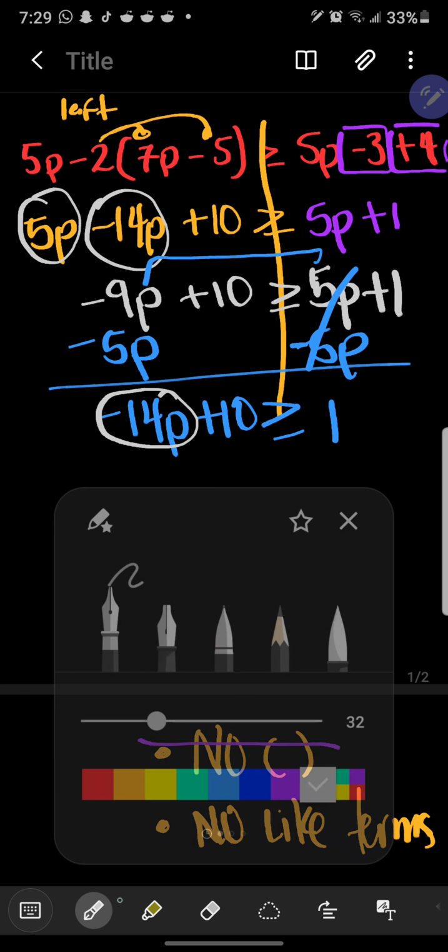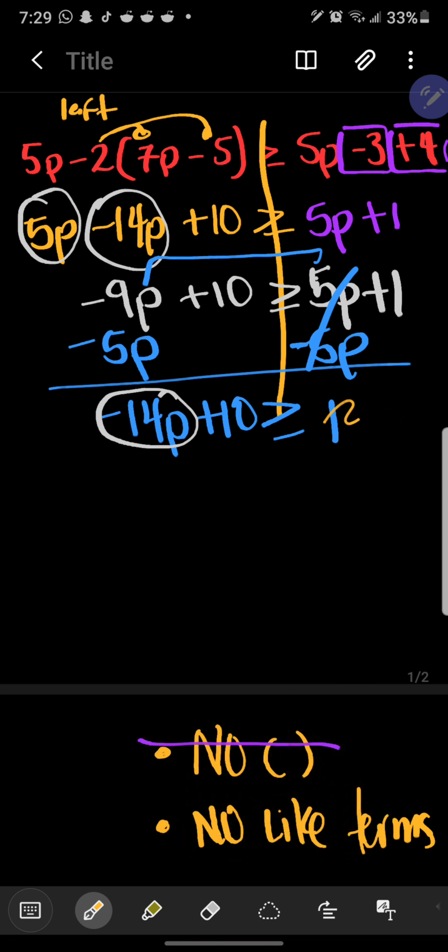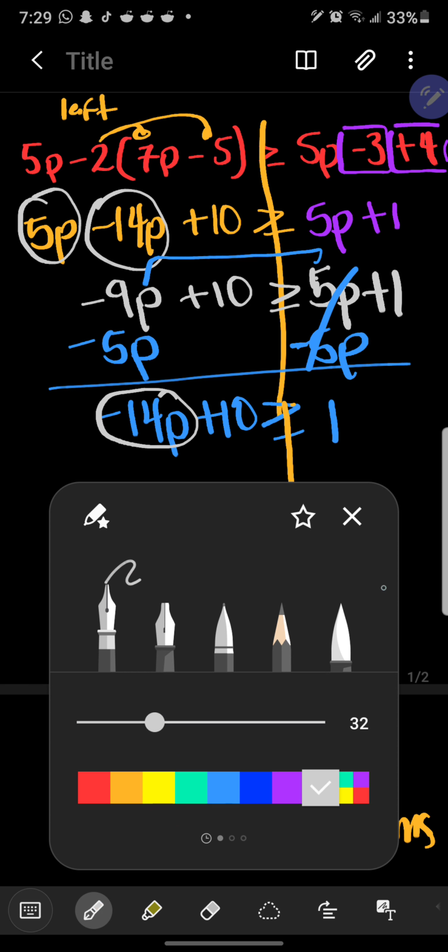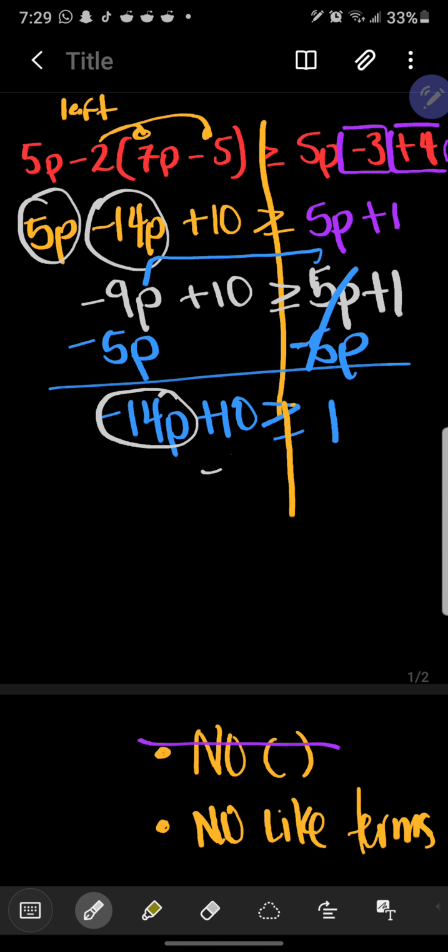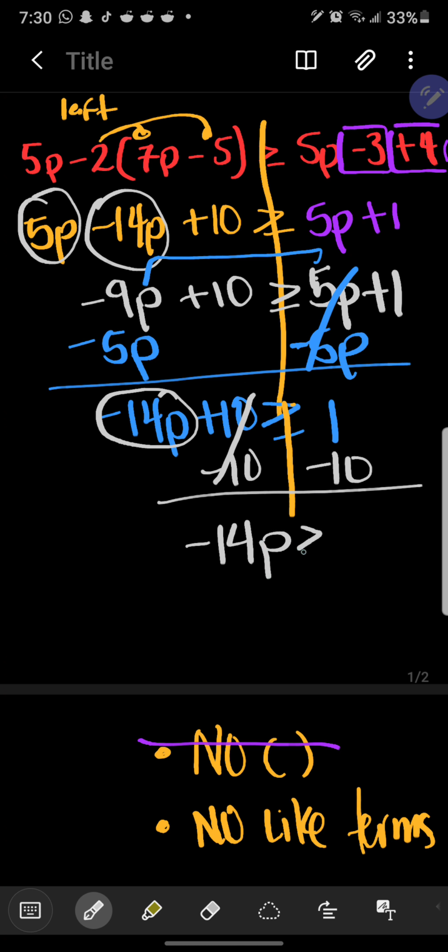Okay? Let's bring down the border so we don't get confused right there. And this is -10 now. That's the one that is next to the little bubble. So you have to do the opposite. That number says plus, you do minus. You cancel that out and you do -14p greater or equal to -9.